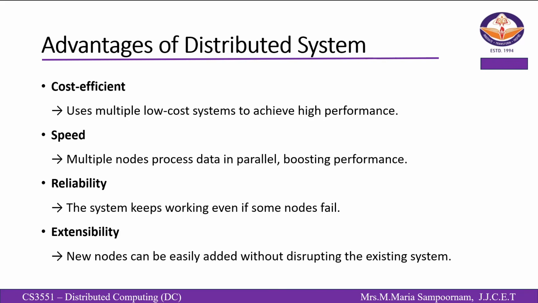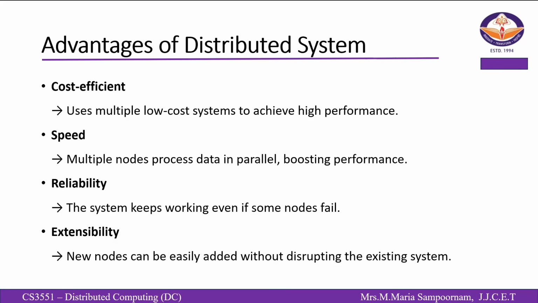The advantages: let's look at why distributed systems are so widely used. It is cost efficient, and it offers speed, reliability, and extensibility. Cost efficient in the sense that instead of buying one powerful machine, you can use many cheaper ones. For example, using 5 low-cost laptops instead of one expensive server.